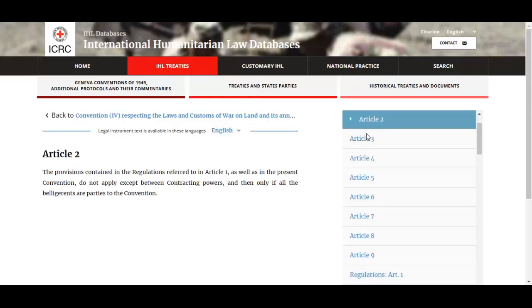Article 2. The provisions contained in the regulations referred to in Article 1, as well as in the present convention, do not apply except between contracting powers, and then only if all the belligerents are parties to the convention.